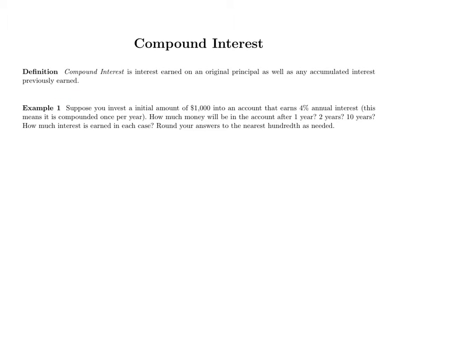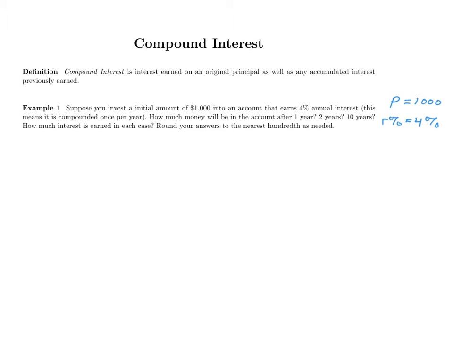So this says, suppose you invest an initial amount of $1,000 into an account that earns 4% annual interest. What this means is $1,000 is the principal amount. That's the amount you first invest. And the interest rate is R%, which I'll call 4%. When we say 4% annual interest, we mean after a single year, this percent is applied to the amount of money that you invested to determine the interest that you have earned. And you do this once. And for that reason, we say it's compounded. The interest is compounded once per year.